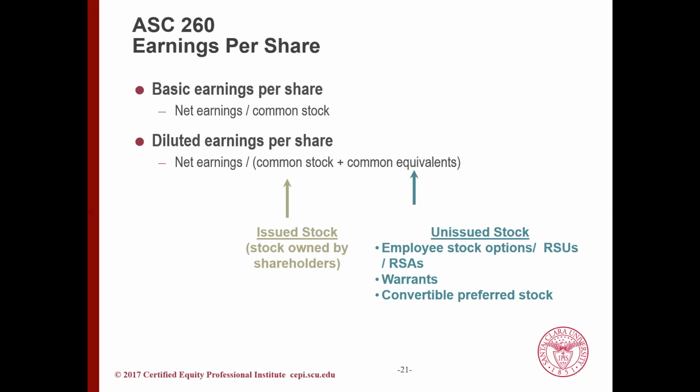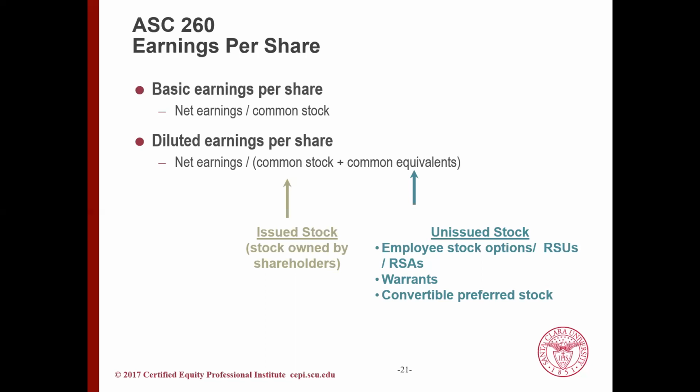The second type is called diluted EPS, which is the same as basic EPS, except that the denominator is increased to reflect any outstanding common stock equivalents.